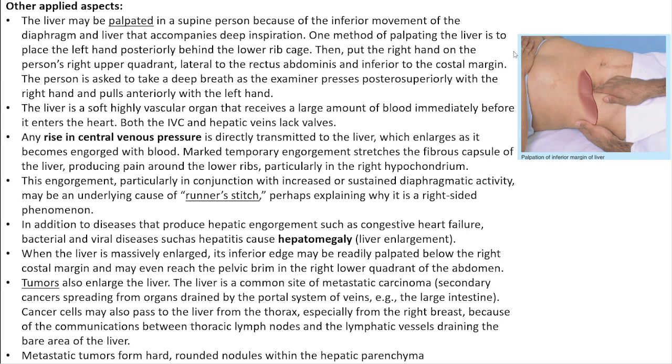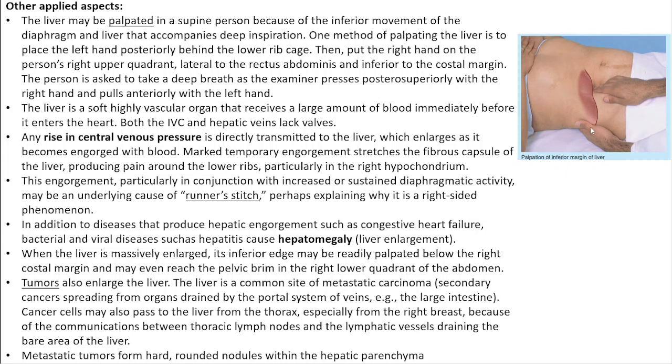Then just a few more things. Now, palpation of the liver. How do you palpate the liver in a patient? Ask the patient to lie in a supine position. Now, the liver does move with respiration. When the patient inhales, the diaphragm is going to move down, the right dome of the diaphragm is going to move down, and that is going to push the liver down.